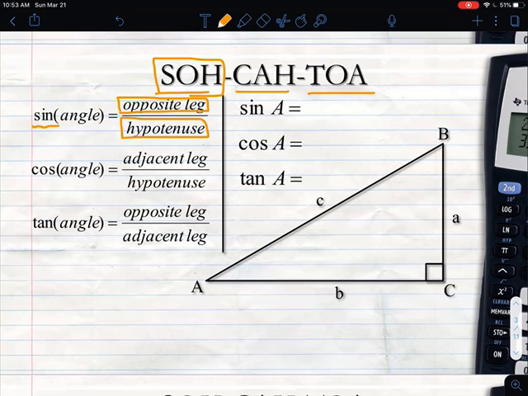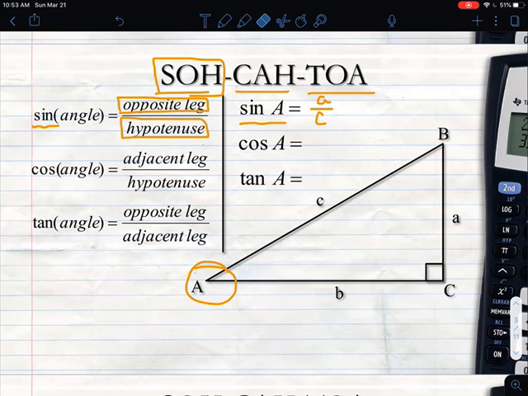So opposite over hypotenuse. If I look over here at this example with the triangle, and I'm looking at the sine of angle A, so angle A is right here. If I want the opposite leg, opposite means directly across from, so directly across from angle A is lowercase a, so that's the top of my fraction. And then it says the hypotenuse. Well, the hypotenuse is always directly across from the right angle, and so C would be my hypotenuse. So whatever those numbers would be in a problem, I would put a over c. And that would be my sine ratio.